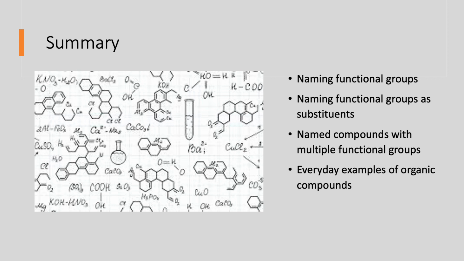Finally, we looked at everyday examples of organic compounds. We first looked at pyruvate, then aspirin, and finally, we looked at glucose. After that, we were able to identify the functional groups in each of these compounds.